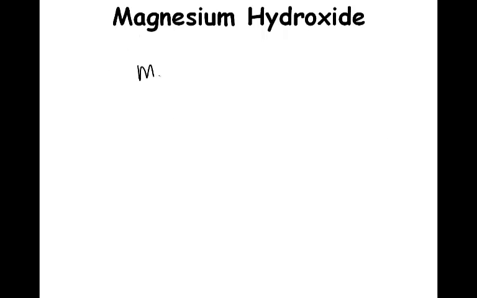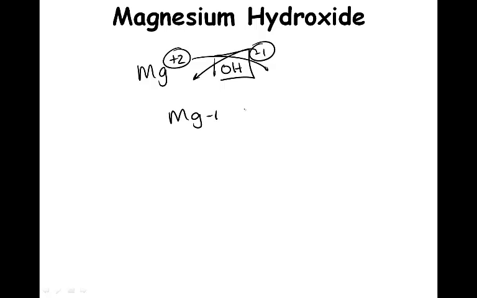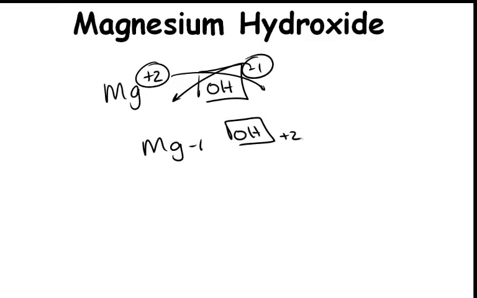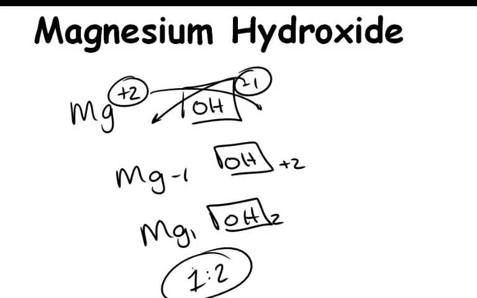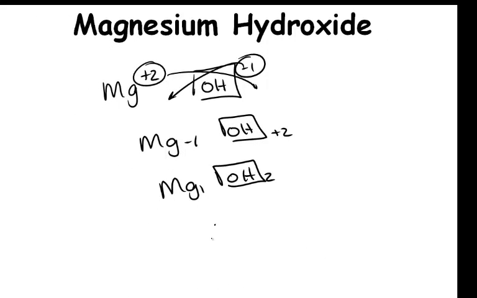Magnesium hydroxide. Magnesium is a positive 2 charge. Hydroxide is a polyatomic ion that we got from the back of our periodic table, and we see that its charge is negative 1. We crisscross our charges, leaving us with Mg minus 1, OH with a positive 2. Drop the charges, Mg1, OH2, and reduce. Our ratio here is 1 to 2. That is the lowest ratio. So when we write our formula, we can leave Mg, but now because of this 2, hydroxide needs to be protected by parentheses.